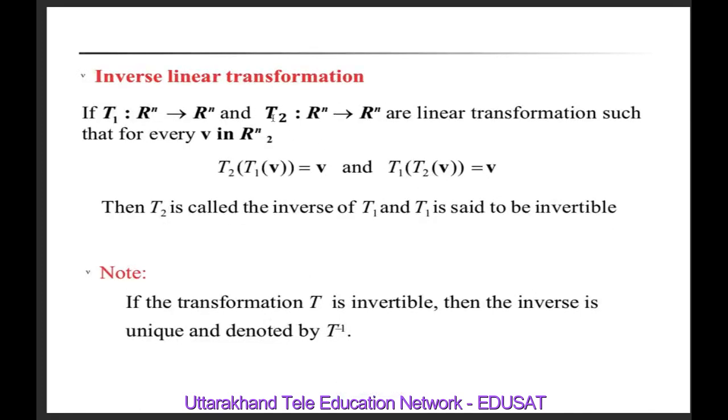Now, inverse of a linear transformation. Let T1 be a mapping from the n-dimensional vector space to itself, and T2 is also a mapping from the n-dimensional real vector space to itself. These are given to be linear transformations such that for V belonging to Rn, T2 of T1 V is equal to V and T1 of T2 V is equal to V. Then T2 is called the inverse of T1 and T1 is said to be invertible. If the transformation is invertible, then the inverse is unique. We have proved this in an earlier lecture and denoted it by T inverse.